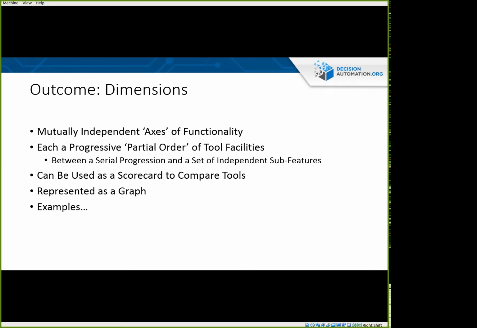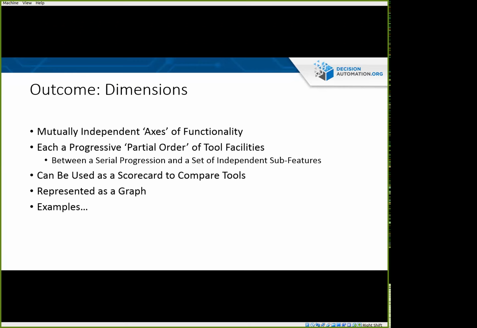So the next stage is dimensions. What do we mean by that? A dimension is an independent axis of functionality of a decision modeling tool. Each dimension defines a progressive partial order of tool facilities. And example dimensions include the ability of a tool to model DRDs, the ability of a product to model logic, the ability of products to support key performance indicators, and so on.